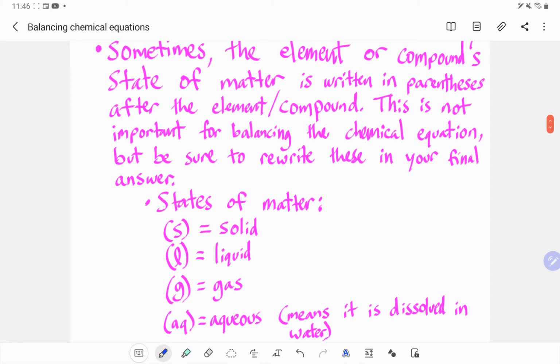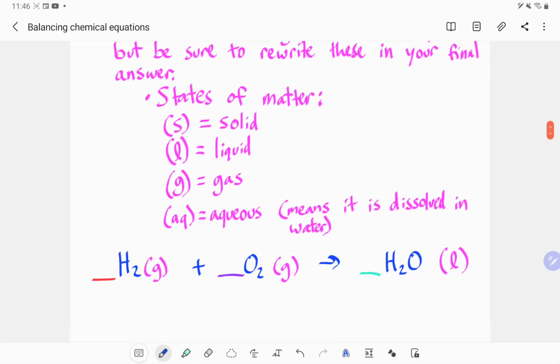So, however, sometimes the element or compound's state of matter is written in parentheses after the element or compound. This is not important for balancing the chemical equation, but be sure to rewrite these in your final answer. Some teachers are really strict because technically every element or compound is going to have a state of matter, and especially in advanced chemistry classes, you're going to be a little bit more descriptive in saying that we have hydrogen gas here. We don't have liquid hydrogen or whatever.